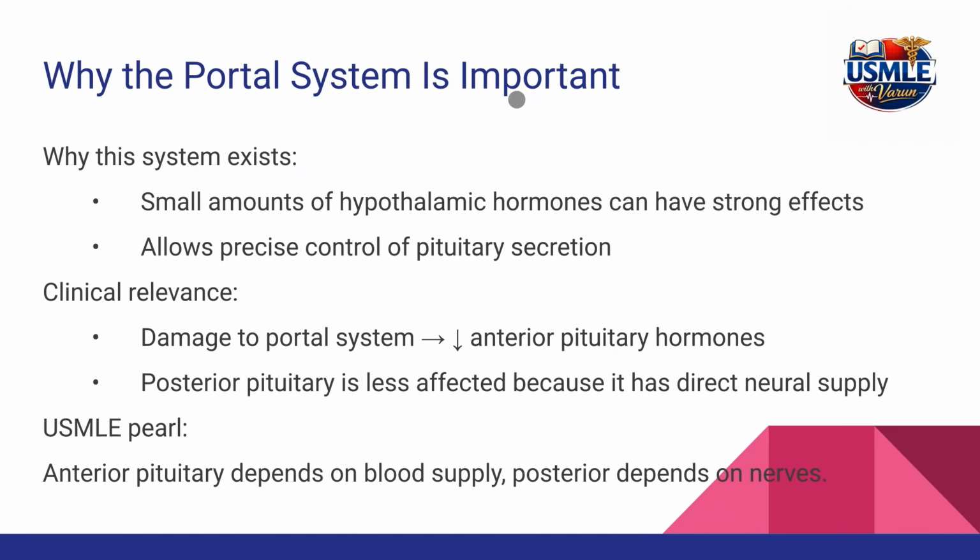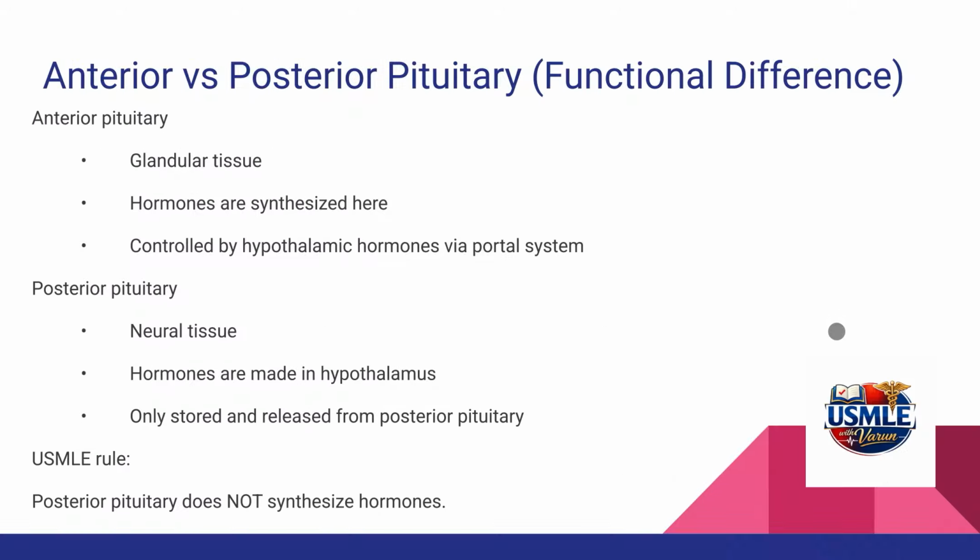Why is the portal system important? This portal system allows very small amounts of hypothalamic hormones to have powerful and precise effects on pituitary hormone secretion. So if the blood supply is damaged, anterior pituitary hormones will decrease. The posterior pituitary is less affected because it has a direct neural supply and a direct neural connection. So we have to remember that the anterior pituitary depends on blood supply, whereas the posterior pituitary depends on the nerves.